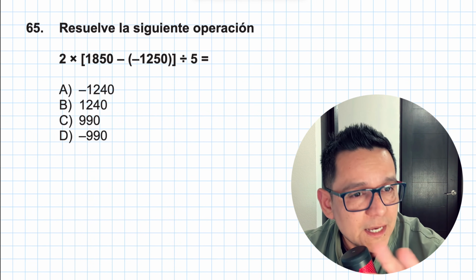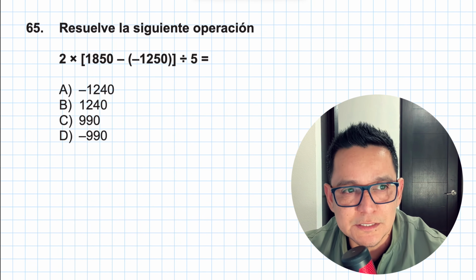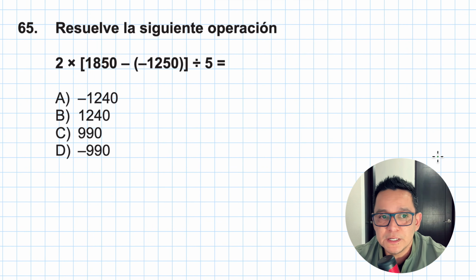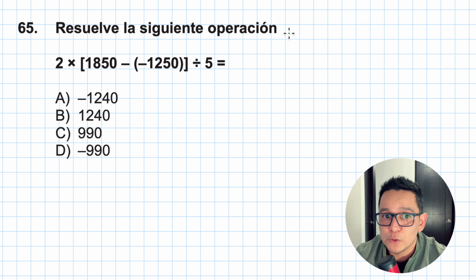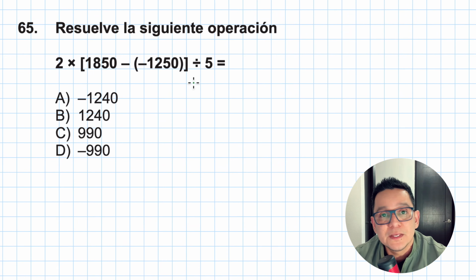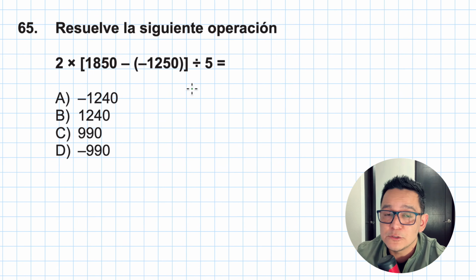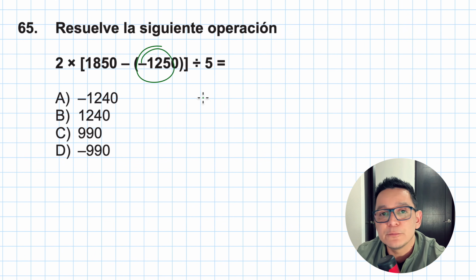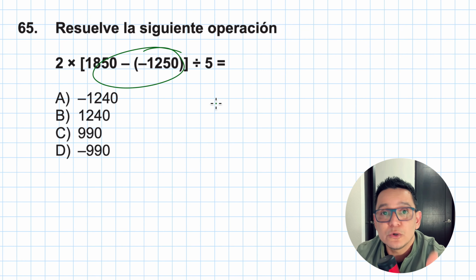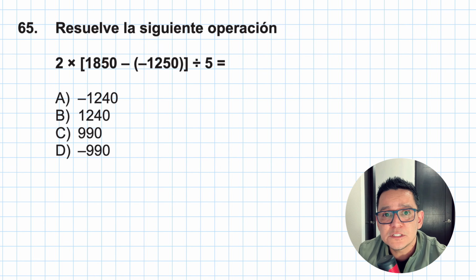The specific exercise says, solve the following operation. Here we have the operation, and in addition, 4 possible answer choices. Well, look, you'll agree with me. The order of operations tells us that when we have multiplication, grouping symbols, subtraction, and division, we should start with the grouping symbols first. In this case, we have brackets, which are grouping symbols. And over here, we also have a parenthesis. So let's start by solving what's inside the brackets first. Okay, those are the grouping symbols, so let's start with that.